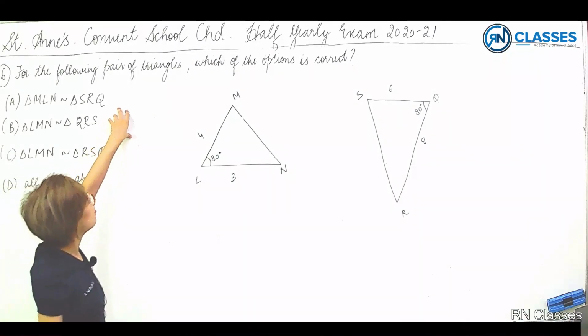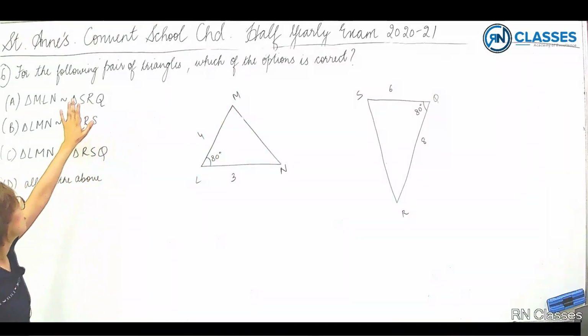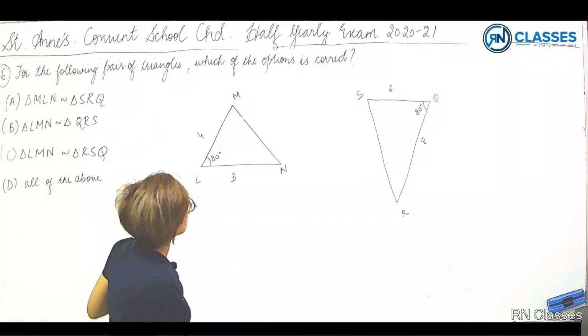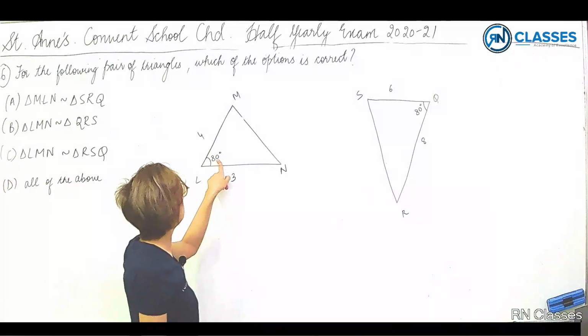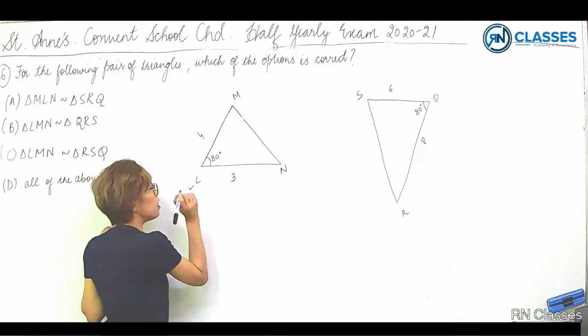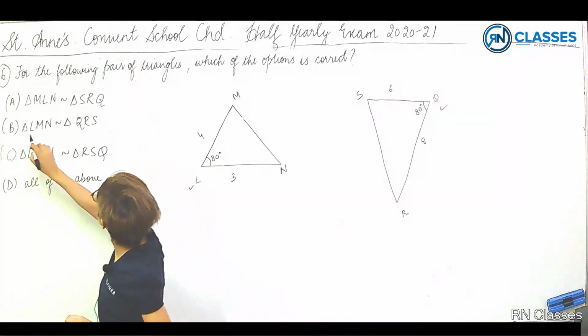He says for the following pair of triangles, which of the following options is correct? So basically I need to write the similarity statement. Now let's see, similarity statement. Now angle 80, 80, right? So that means corresponding to L, there should be Q. Right? Corresponding to L, there should be Q.